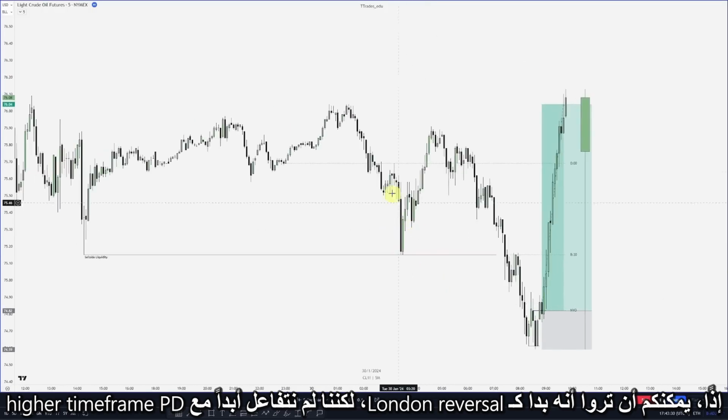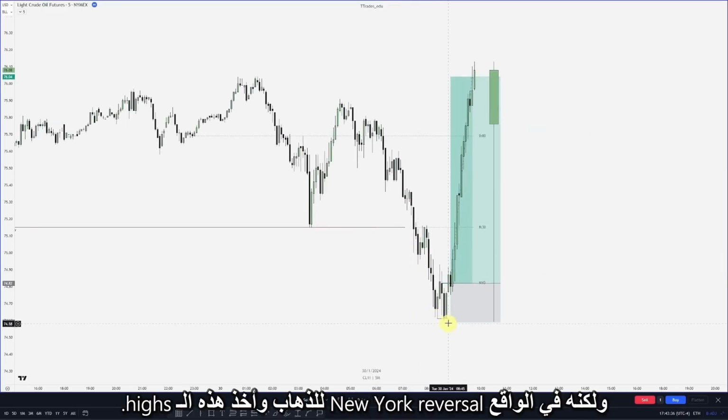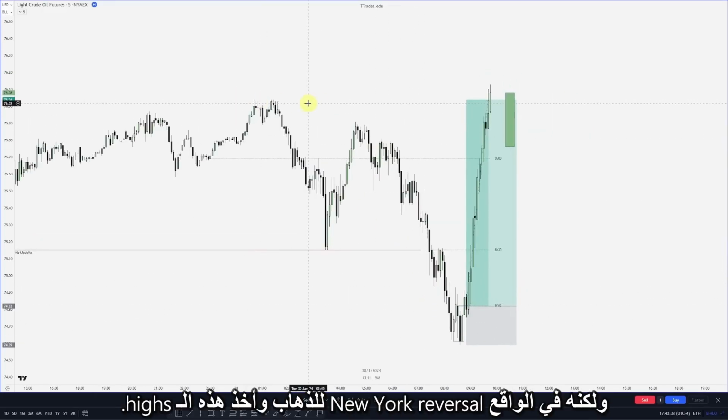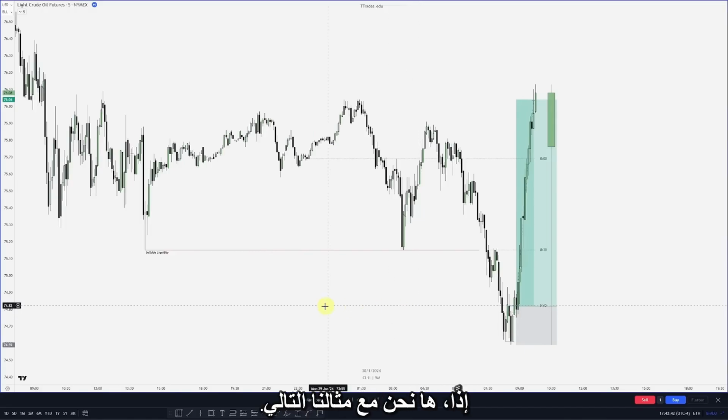So you can see it looked like a London reversal, but we never engaged a higher time frame PD array. So then it is actually a New York reversal to go run out these highs. Let's go into another example.